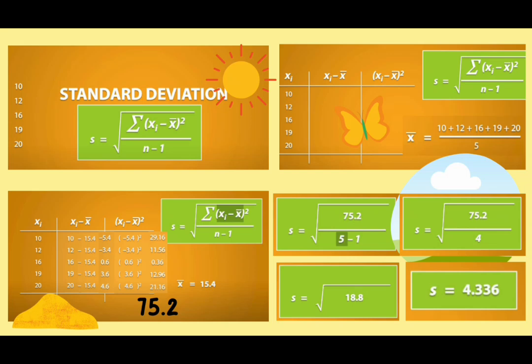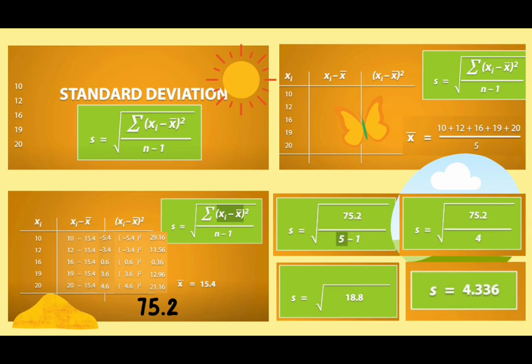On your fourth box on the right, the lower portion, we have 75.2 as the numerator and 5, which is the number of data values. 5 minus 1 is 4. So 75.2 divided by 4 is 18.8. Ang square root is 4.336. That will be our standard deviation.